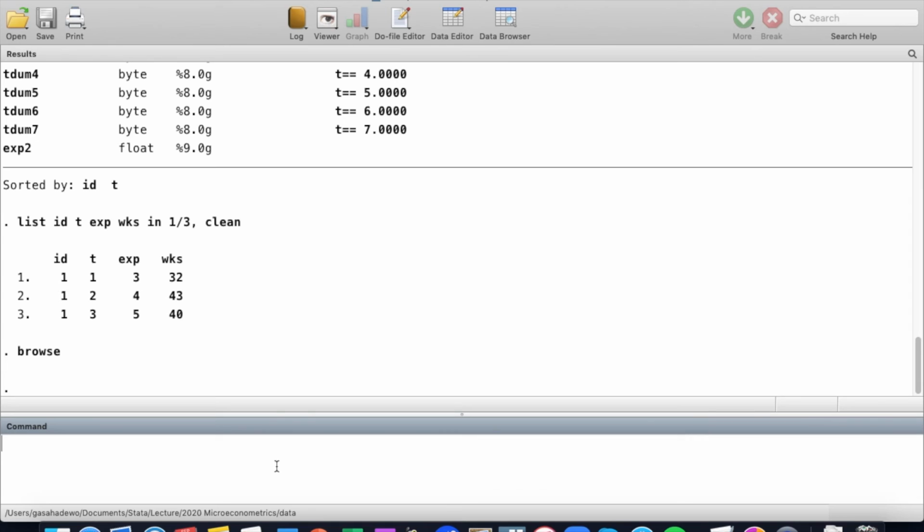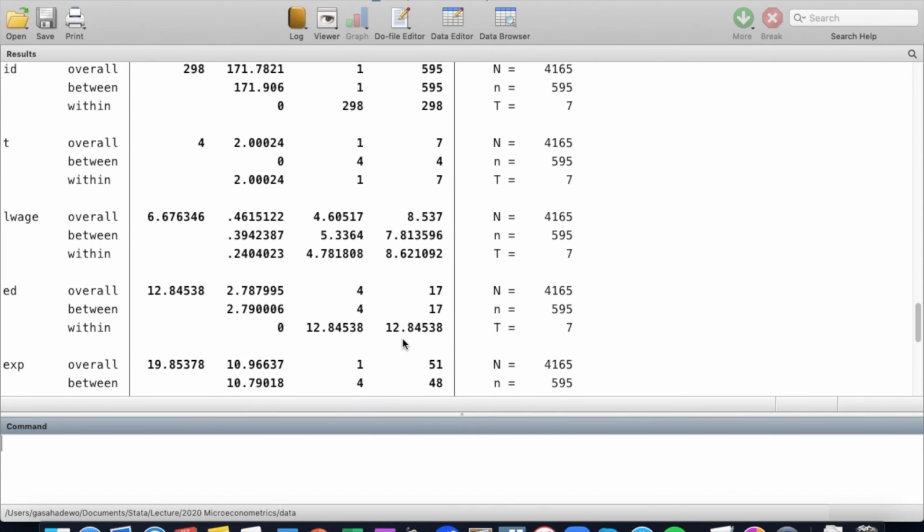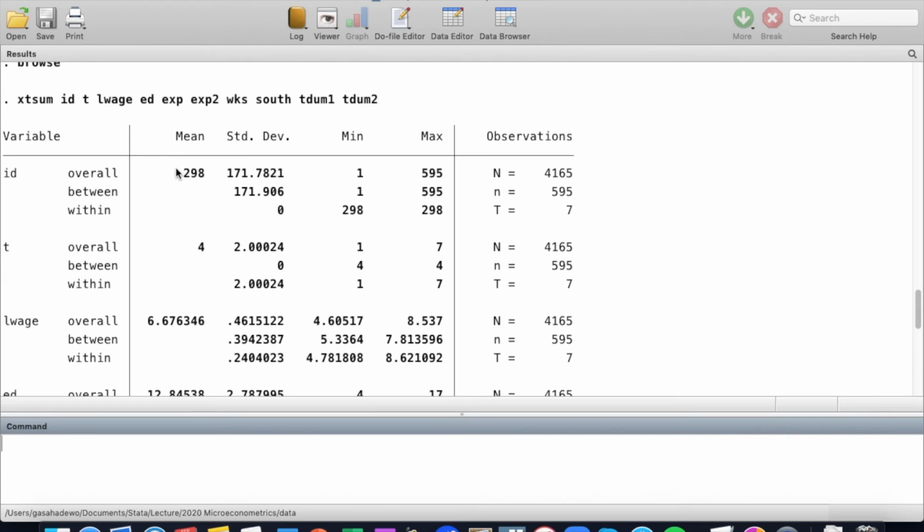Okay. Now, we can do a summary statistic, but instead of using the sum, we're going to use the xtsum of the cross-section and the time variable, log wage, and then education, experience, square of experience, and then the weeks work, south, and then we can also use the time dummy if you want. Say, I'm just going to include a couple, but ideally you want to include them all. Okay, and so what we have here is the overall mean and standard deviation, but we also want to know the variation between individuals and then the variation within individual.